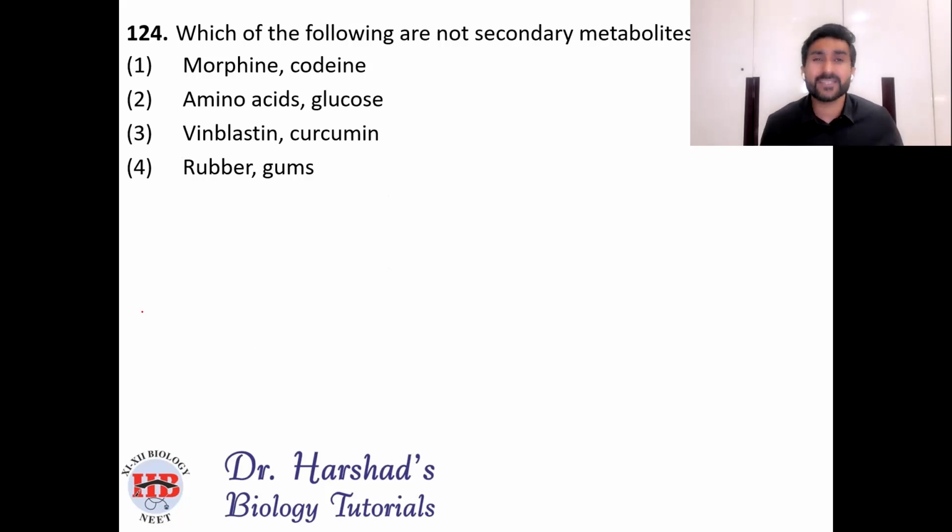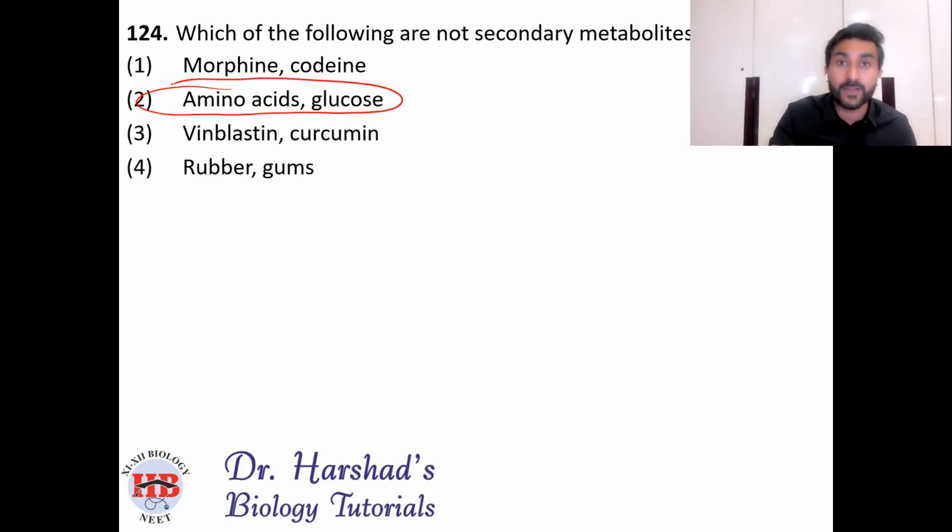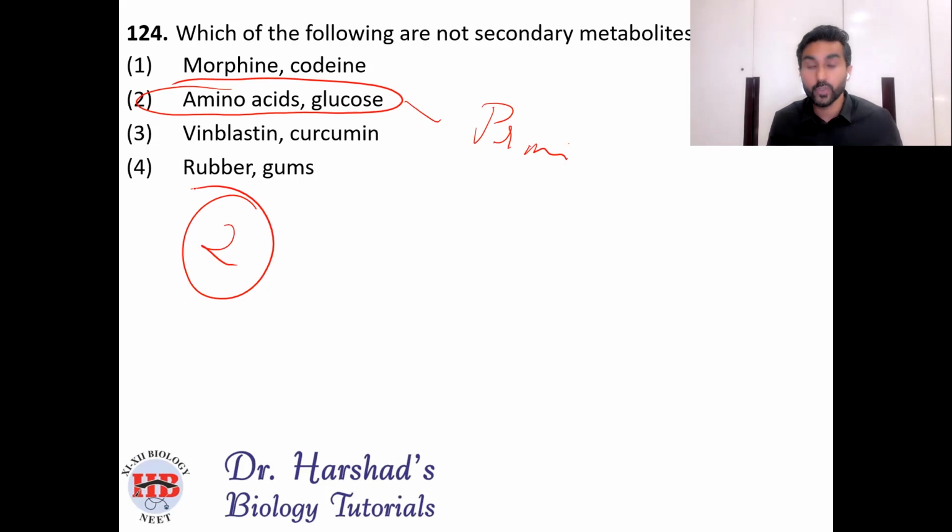Which of the following is not a secondary metabolite? If you remember, secondary metabolites are those compounds which are not actually useful for the plants in their metabolism. If they are useful in their metabolism, we call them primary metabolites. Now, I don't have to tell you that amino acids and glucose are used by the plants in their metabolism. So they obviously become primary metabolites. So they are not secondary metabolites. So our answer in this case would be option number 2.